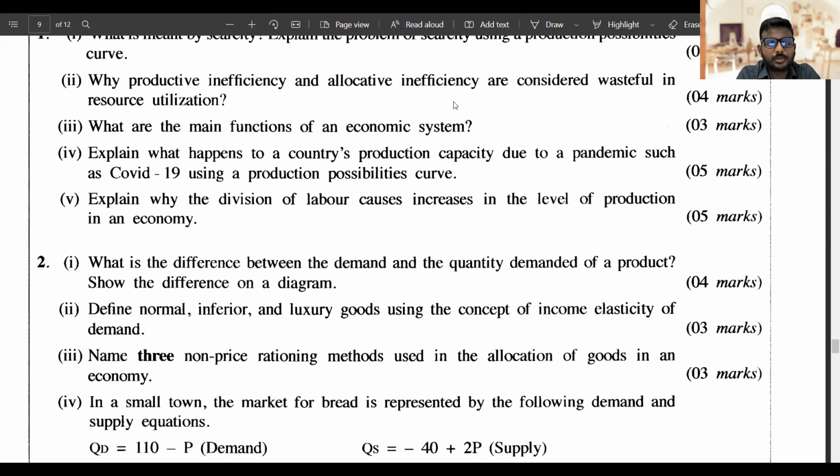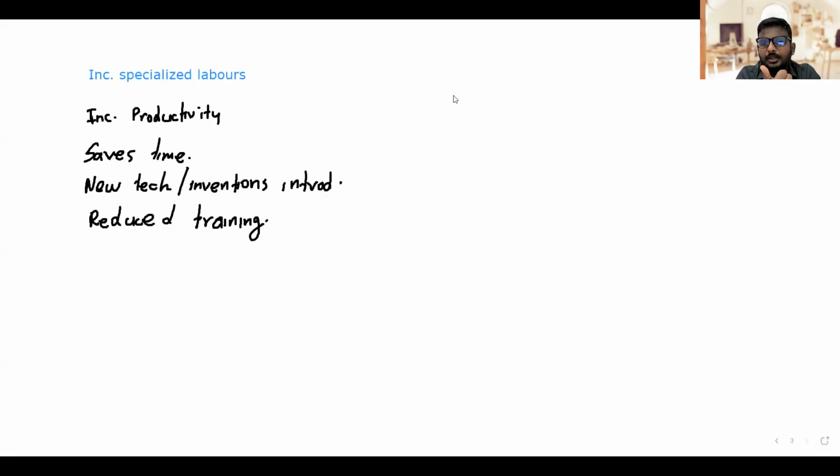So can you show the points again? Points are here. Increased specialized labor, or increase in specialization among labors, increased productivity, division of labor. This is what we are saying. Division of labor, how it's resulting in increase in output through increase in specialized labors, through increase in productivity, by saving time, by introduction of new technologies and inventions, reduced training requirements.